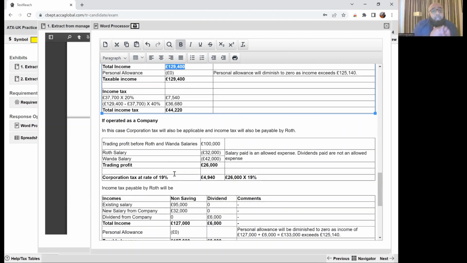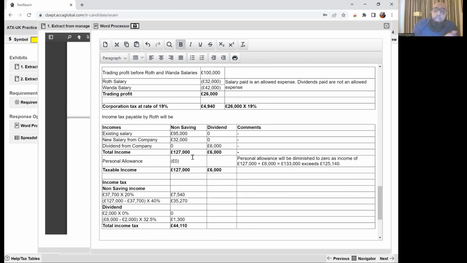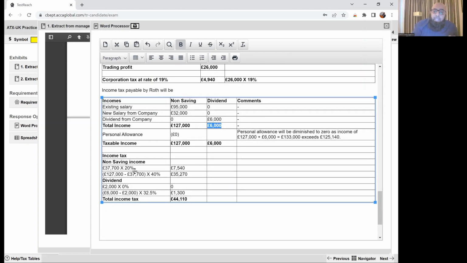Then if operated as a company, there is a separate entity. The salaries become allowed expense. Now there is no share of profit because it's a separate entity. We calculated the corporation tax and we worked out the income tax for Rot, where his existing salary and his dividend were included, then taxable income, and some basic tax calculation: basic rate band, then the remaining on the higher rate band, dividends at 0% band, and the remaining at 32.5%. So believe me, it's not difficult.